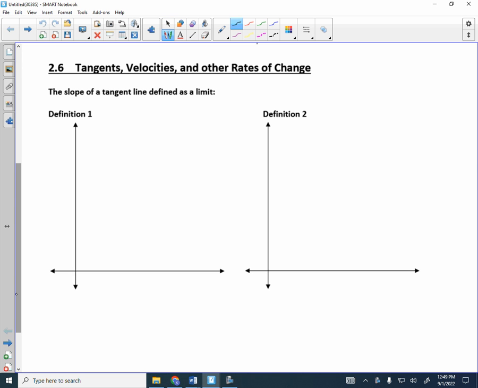Yes. Definition 1. Calculus. Let's go back to the beginning. There's a big problem in calculus that we try to discover an answer to. Do you remember what that question is? How do we find the slope of a line that is tangent to a curve?